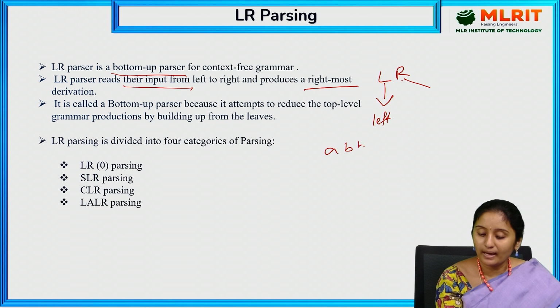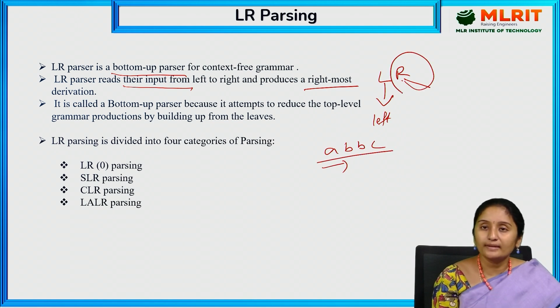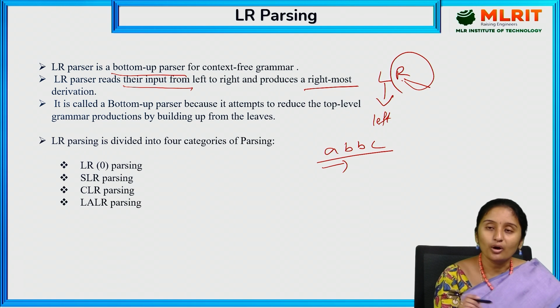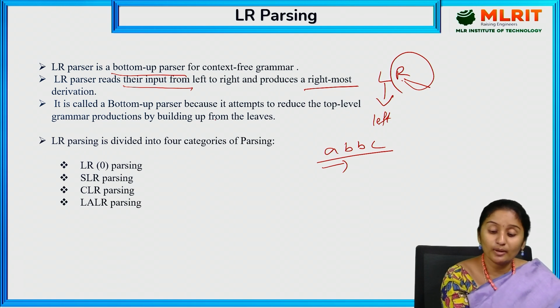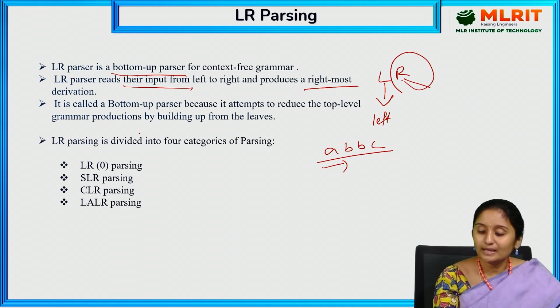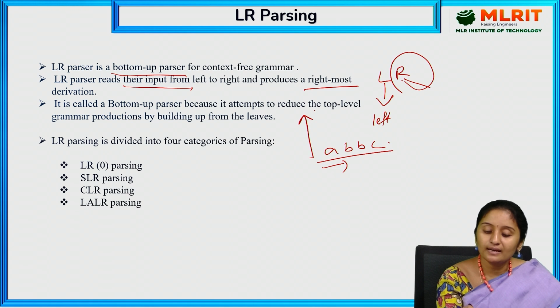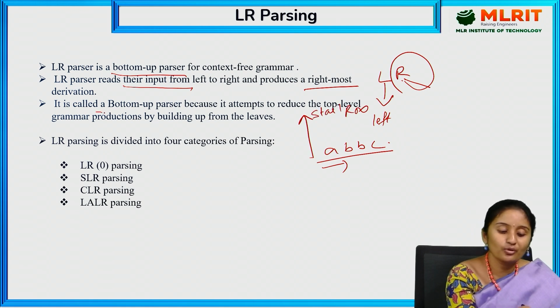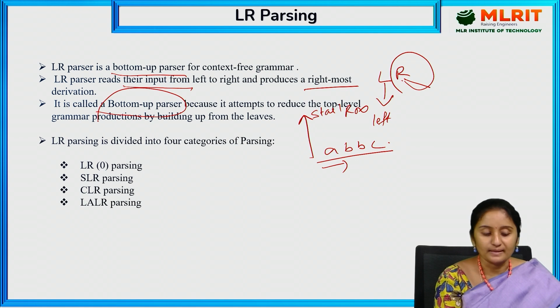For example, we scan from left to right and apply the rightmost derivation on the given grammar, on the given input string. It is called a bottom-up parser because we reduce the input: we take the input string and generate the start symbol, or root symbol. That's why we call it a bottom-up parser.